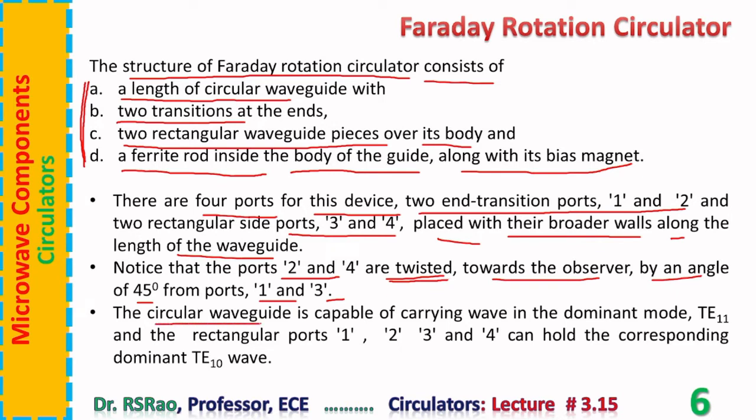The circular waveguide is capable of carrying a wave in the dominant mode TE11, and the rectangular ports 1, 2, 3 and 4 can hold the corresponding dominant wave TE10. Dominant mode in circular waveguides is TE11. In rectangular waveguides, it is TE10.